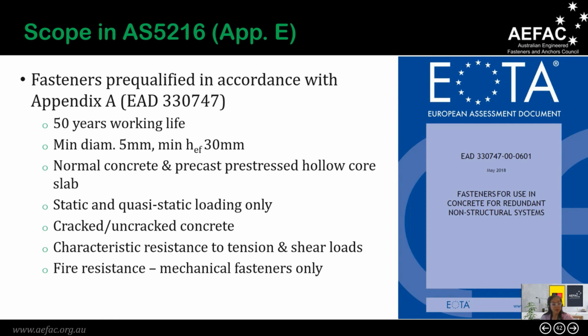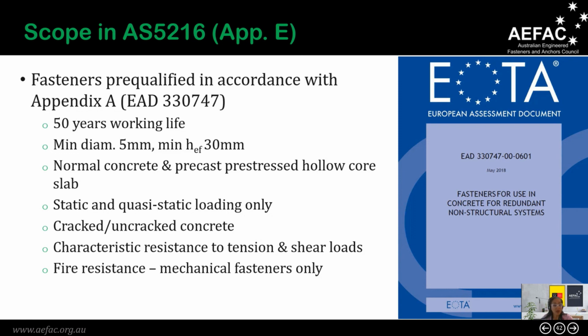So non-structural redundant fastening anchors are pre-qualified according to EAD 330747, which is referenced in Appendix A. This covers a working life of 50 years. The minimum diameter of fasteners pre-qualified is 5 mm with a minimum effective embedment depth of 30 mm. They can be pre-qualified for use in normal concrete and precast pre-stressed hollow core slab. So the minimum thickness, if you refer to the EAD, is 80 mm for normal concrete and a minimum wall thickness of 17 mm for the hollow core.